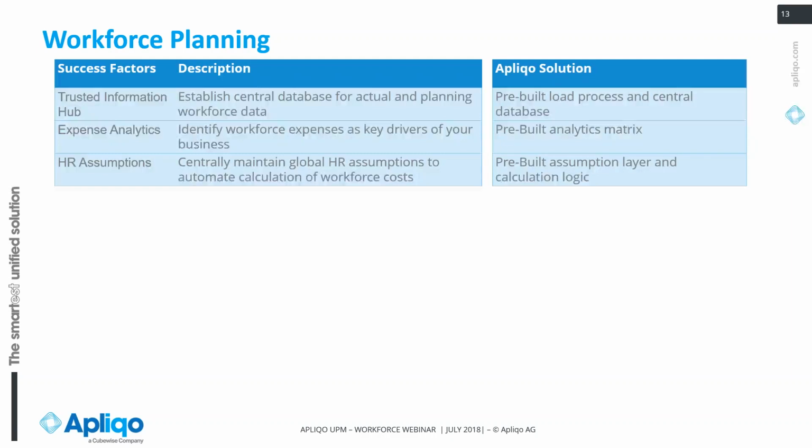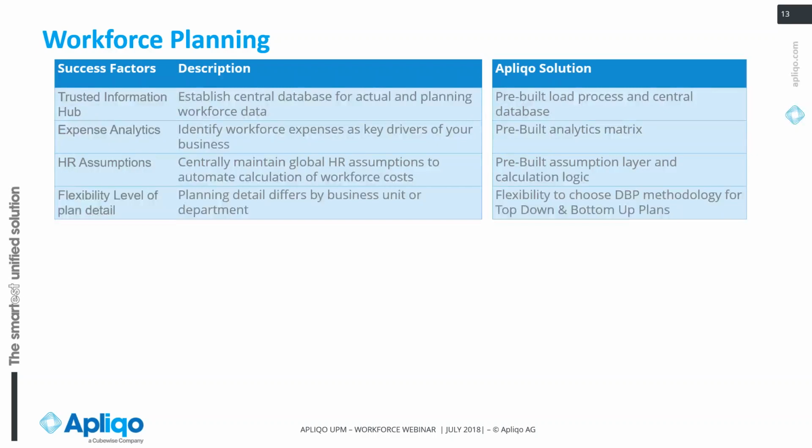HR assumptions are an absolutely key factor. You need to have a central place where you can maintain HR assumptions to really automate the calculation of the workforce costs. It's extremely important that you have this layer so that when you change one of the drivers, like Thomas has shown before, you see immediately the impact on the P&L. And then also, something we covered in the first webinar, the impact on the balance sheet and the cash flow statement. This comes with the pre-built assumption layer and the calculation logic, which sits in the Apliqo model.